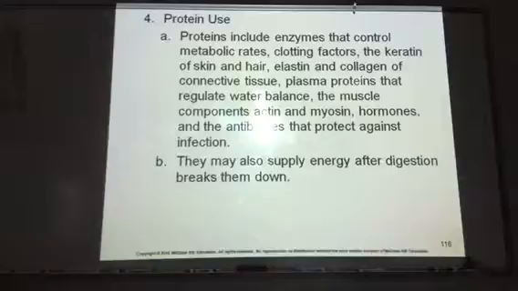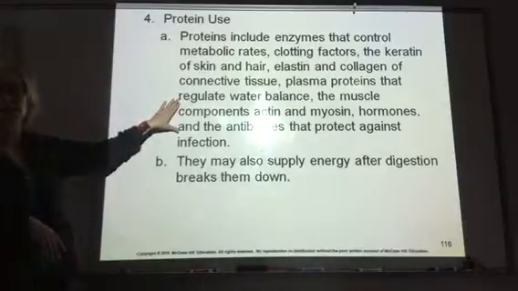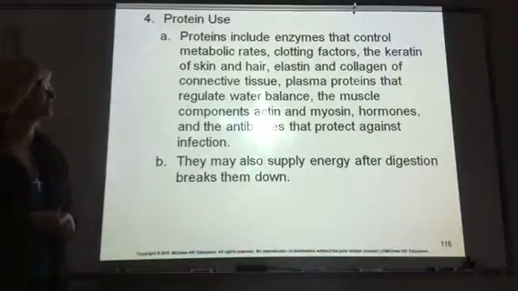Protein use, here again, a long list. Enzymes, very important for your metabolism. Clotting factors for your blood. Some people who have hemophilia are missing these clotting factors. Keratin, in order for your skin and hair to grow properly, you need protein. Elastin, collagen in your skin and in connective tissue. You can read through all these. All of these things are necessary or need protein in order for these to be produced.